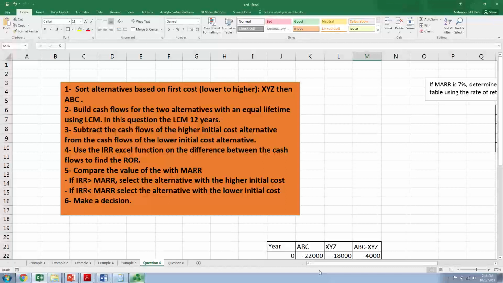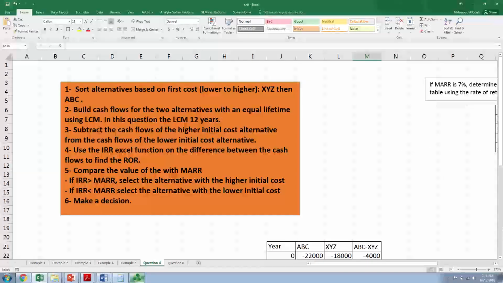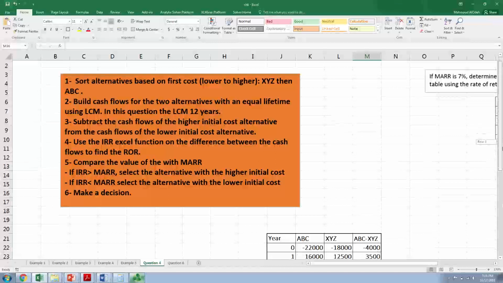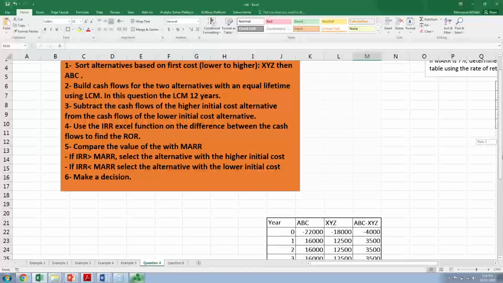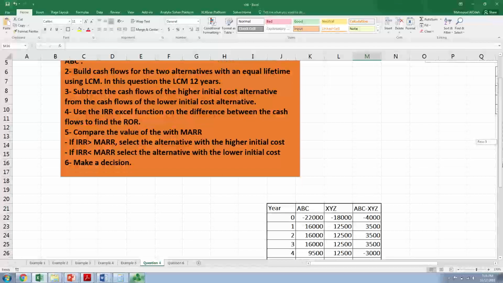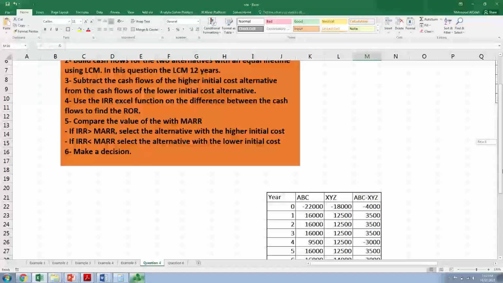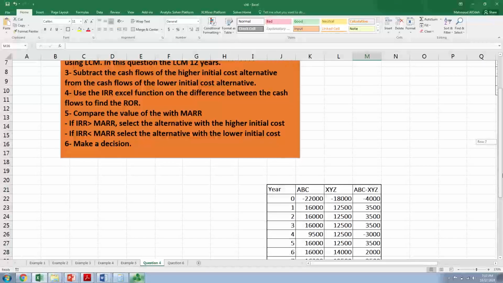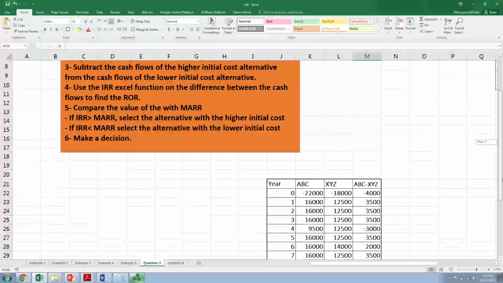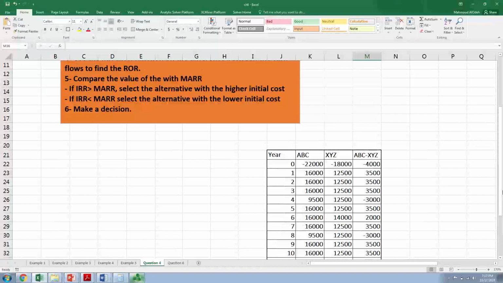Step number 2, you need to build the cash flow for these alternatives based on an equal lifetime using the least common multiplier. And if you look into the least common multiplier between 4 and 6, that would be 12 years. Subtract the cash flows from both of them from the higher alternative, or the higher alternative minus the lower initial cost alternative. Then use the IRR Excel function on the difference between the cash flows to find the rate of return. In the next step, number 5, compare the value with the minimum acceptable rate of return.